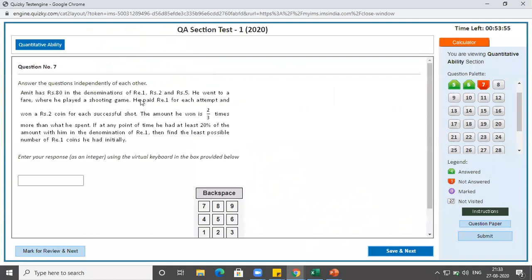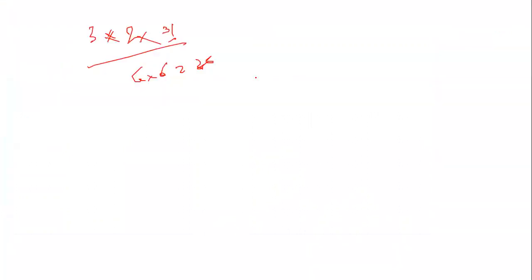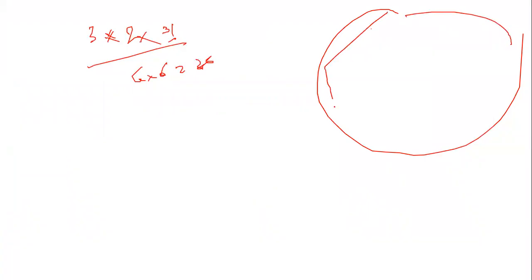Answer the questions independent of each other. Okay. A lot of numbers around 2. Regular pentagon. Okay, there is no number here, right? It's only English that is being talked about. So I'll attempt this. ABCDE is a regular pentagon inscribed in a circle with center O. Another pentagon is drawn by joining the midpoint of side OA. Okay, there's a circle. Here we go. Then there's a pentagon inside, and there's a center O.